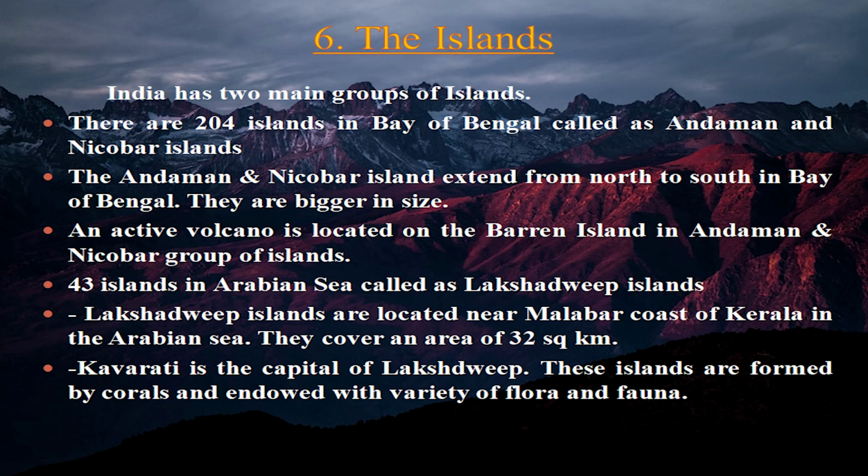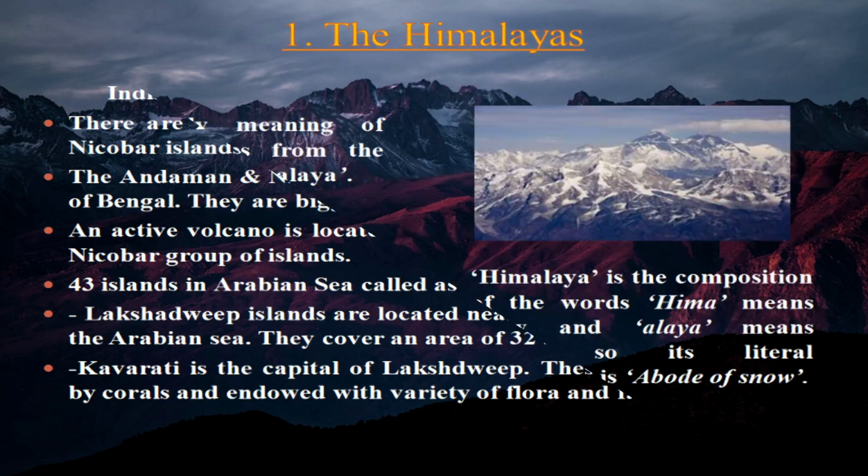43 islands in the Arabian Sea are called Lakshadweep Islands. The Lakshadweep Islands are located near Malabar coast of Kerala in the Arabian Sea and cover an area of 32 square kilometers. Kavaratti is the capital of Lakshadweep. These islands are formed by corals and endowed with a variety of flora as well as fauna.